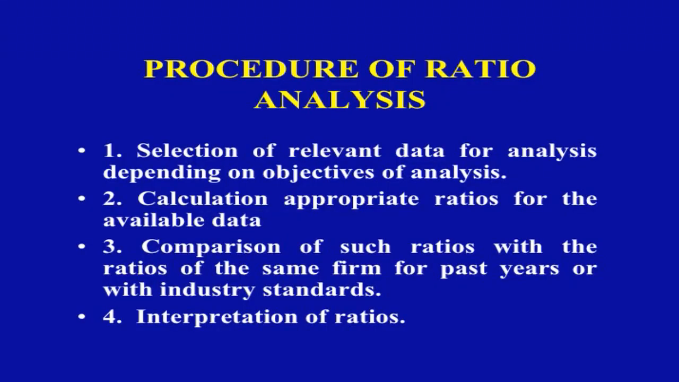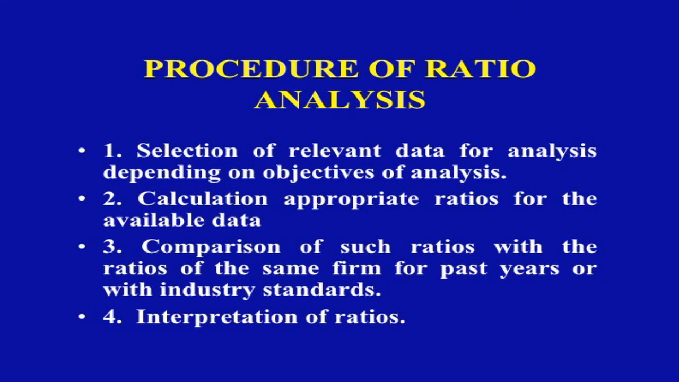What is the procedure? Now coming to the procedure for calculating the ratios. The procedure basically involves 4 steps. One, selection of the relevant data for the purpose of analysis depending on the analysis we require. Next, select the appropriate ratio for the purpose of giving a meaningful conclusion. This calculation of appropriate ratio also varies according to the opinion of the analyst. Compare such ratios after calculating with 2 aspects: one, with the ratios of the same firm within the previous years, or with the industry standards.